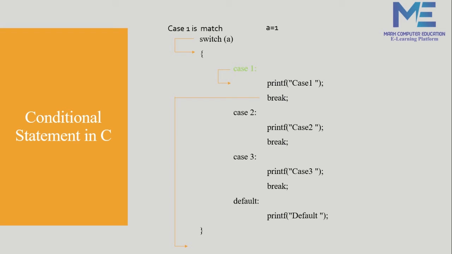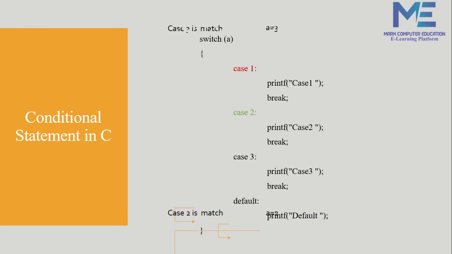Now let's see if case 1 is not matched with the given value, then what happens? First the compiler will take entry inside the switch block. It will check case 1. Case 1 is unmatched with the given value because I have given value 2. Then it will check the other case. Case value 2 is matched with my given value. So it will execute case 2 and take exit from it.